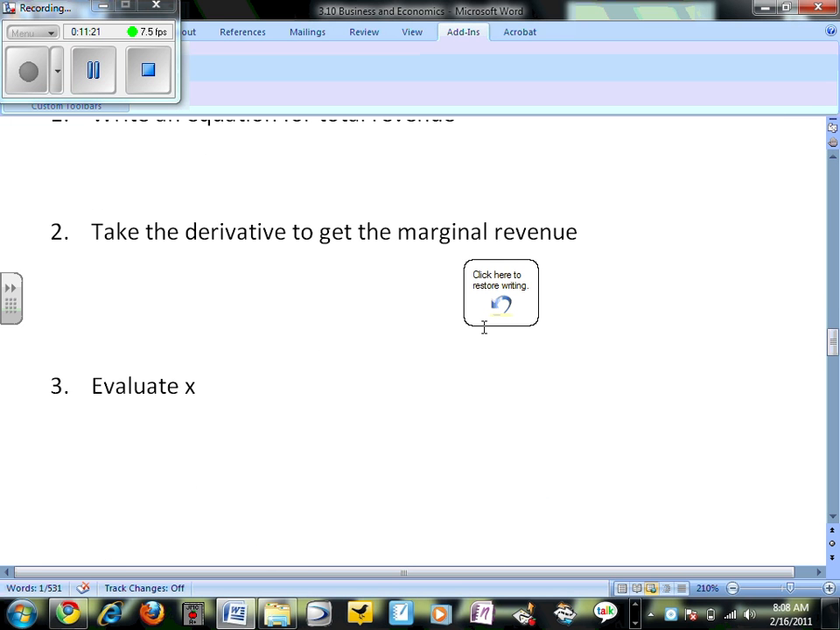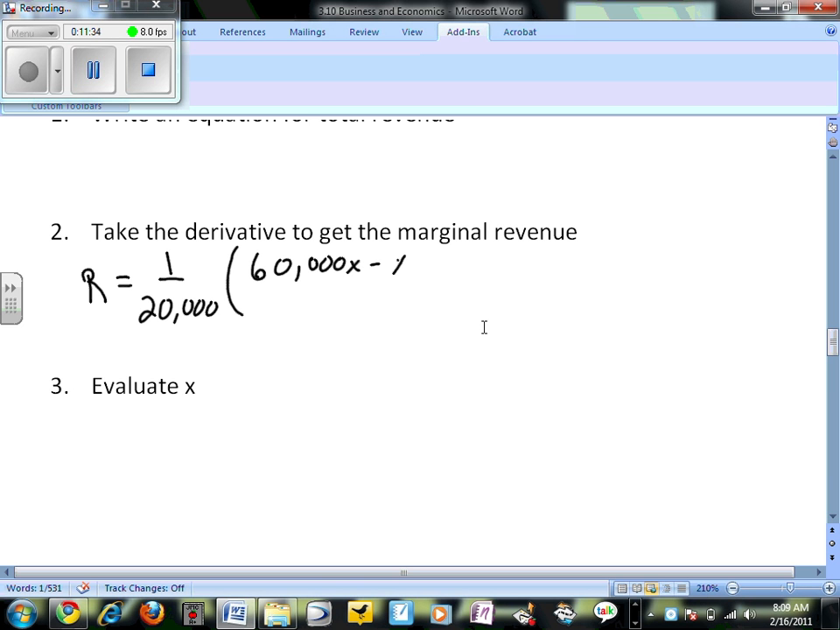To find the marginal revenue, we need to take the derivative of that, so let's rewrite that. Revenue equals 1 all over 20,000 times 60,000 x minus x squared. The reason it's nice to pull out this 1 all over 20,000 is because we don't have to do the quotient rule. This way we can do the product rule. The derivative of the first guy would be 0, so it doesn't really matter. We take the derivative of the first guy as 0, then we add.